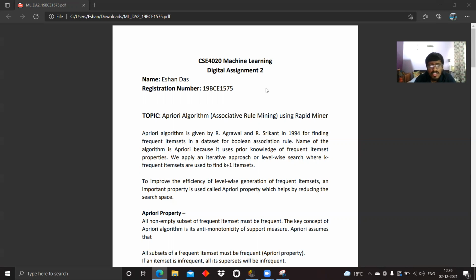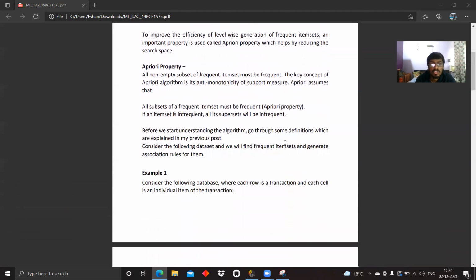Apriori also uses breadth first search and a hash tree structure to count candidate item sets efficiently. It generates candidate item sets of length k from item sets of length k minus 1. Then it prunes the candidates which have an infrequent subpattern. And also, according to the downward closure lemma, the candidate set contains all frequent k-length item sets, after which it scans the transaction database to determine frequent item sets among the candidates. This is basically how our Apriori algorithm works.